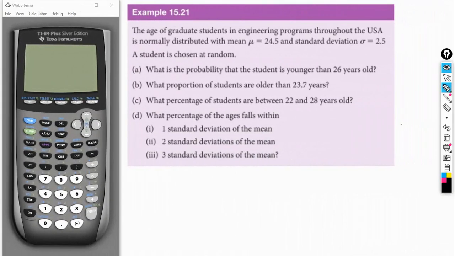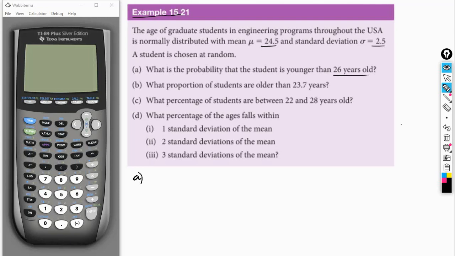Okay, so next we have example 15.21. It says, the age of graduate students in engineering programs throughout the USA is normally distributed with mean 24.5 and a standard deviation of 2.5. A student is chosen at random. Part A, what is the probability that the student is younger than 26 years old? Okay, so for this, we're going to use standardization.